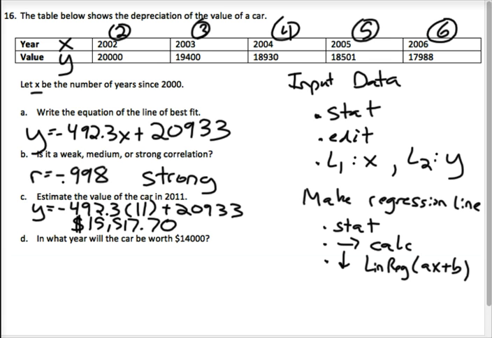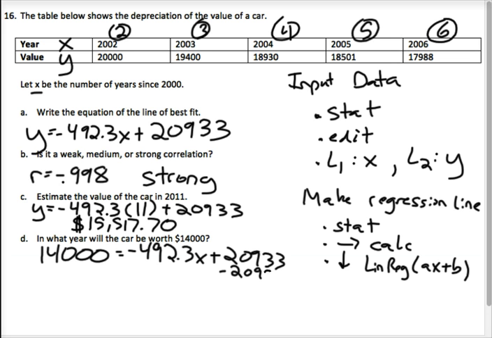And indeed, they're giving you the opposite information. Indeed, they're giving you a Y value. They're giving you a value of the car, 14,000, and they want to know in what year will that happen. All right, so we're looking for a year. We're looking for the X value, given the Y value. So this time we're going to end up doing the reverse. So to look for X, I'm going to subtract off the 20,933.